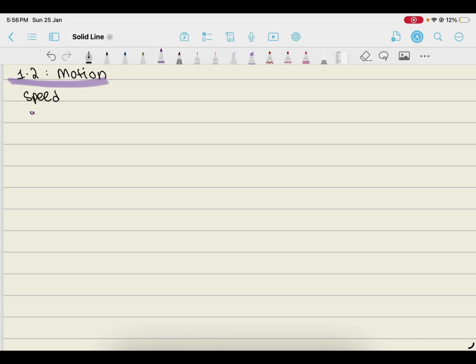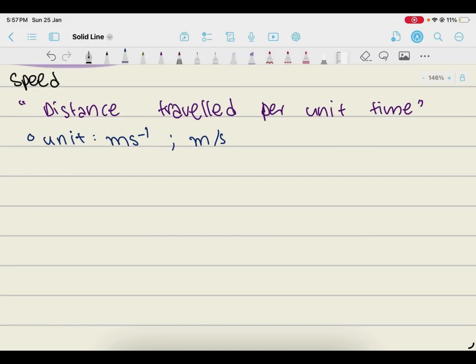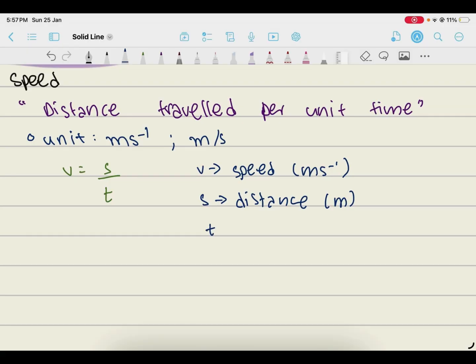Speed of an object is the distance traveled per unit time. And its unit is meter per second. Or you can write it as m/s, like this, okay? Now, the formula is V is equal to S over T. V is speed, S is distance, and T is time.